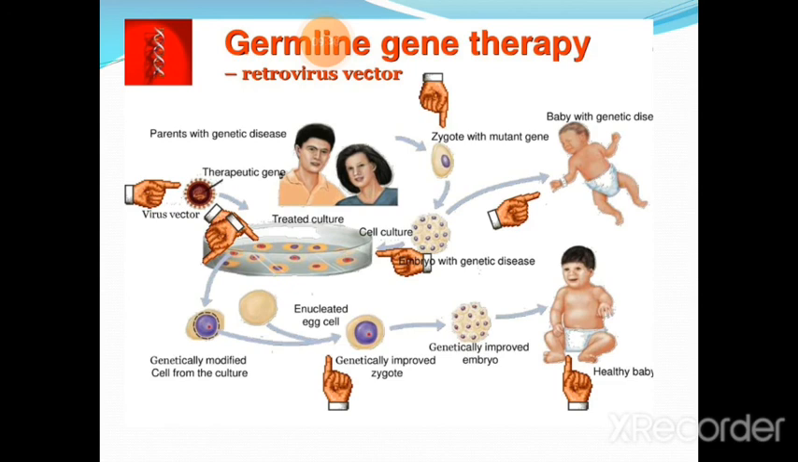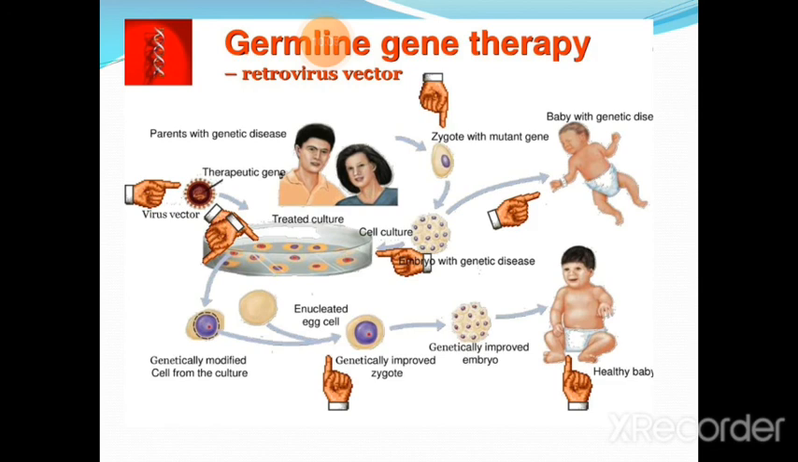And this zygote, as usual, undergoes cleavage, blastula, etc. to form a cell culture. And please note, these cells have mutant genes, okay? Bad genes in the sense of disabled genes. And the baby which is the product of this blastocyst is going to develop the genetic disease.